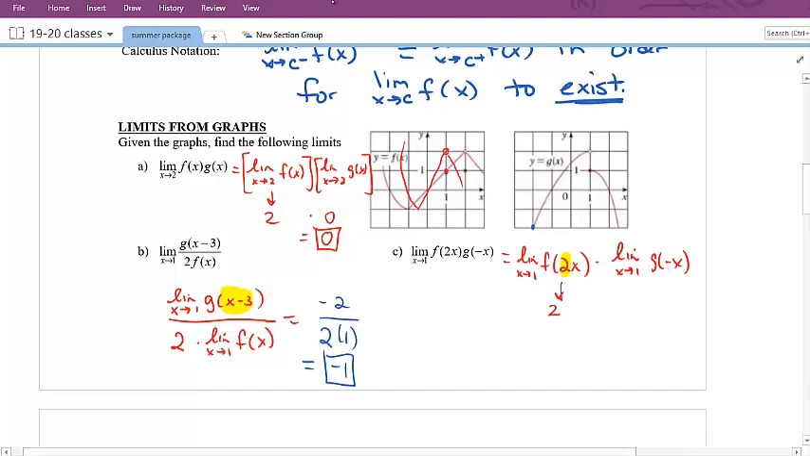G of negative x, that must be a reflection in the x or y axis. Do you remember? I believe this one is a reflection in the y axis. Is that correct? And so your graph will look something like this, reflecting it in the y axis. And I want the value at 1. So I believe this is just equal to 0.